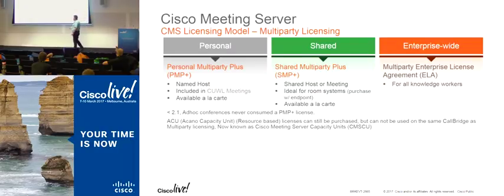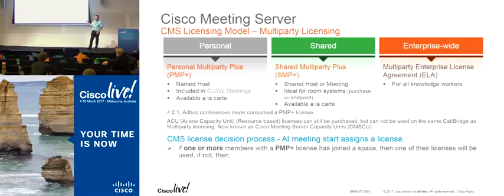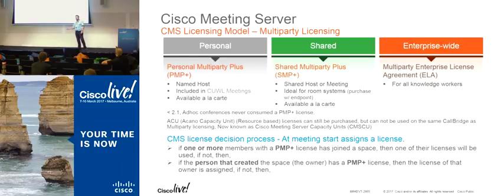Now, a lot of people ask, well, how does Cisco Meeting Server know which license to allocate? And it starts off like this. If one or more members who join the conference have a Personal Multi-Party Plus license associated with their account, it'll use one of theirs. Now, if no one has a Personal Multi-Party Plus license, it'll use the person who created the space. If they have a Personal Multi-Party Plus license, it'll use their license. And if they don't happen to have one either, then an SMP Plus license will be leveraged as well.